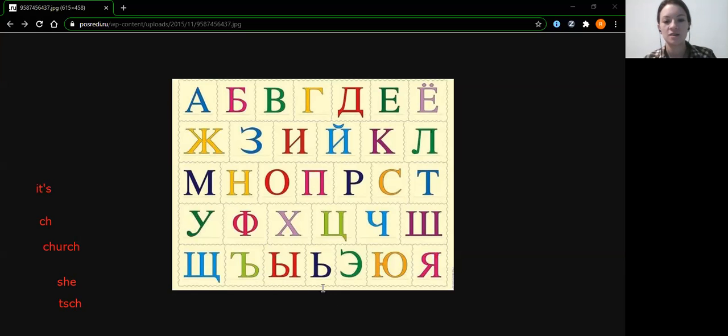Then we have the soft sign, мягкий знак. This we call твердый знак, and this we call мягкий знак. It's a very tricky thing, I would say, because we write it, and we Russian people, and actually all Slavic people, can hear this. But foreigners from English-speaking countries, or French people, German-speaking people, or Arabic-speaking people, find it very hard to understand this soft sign.